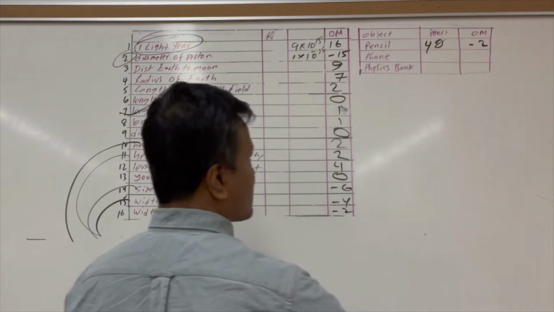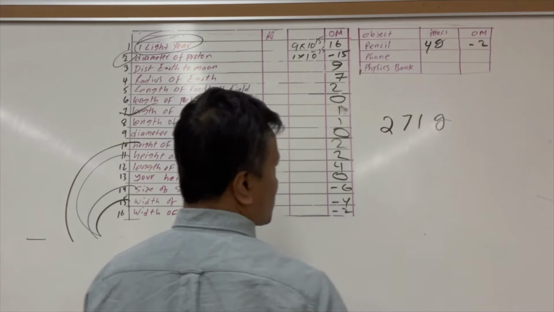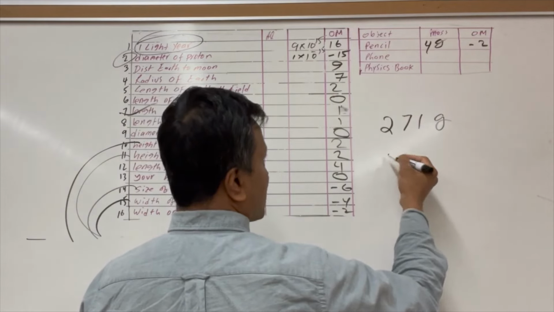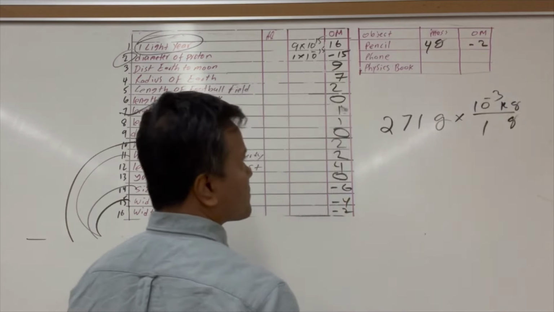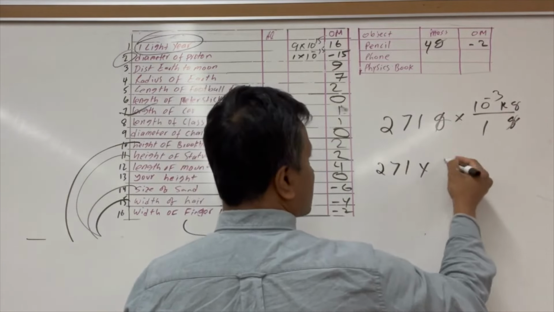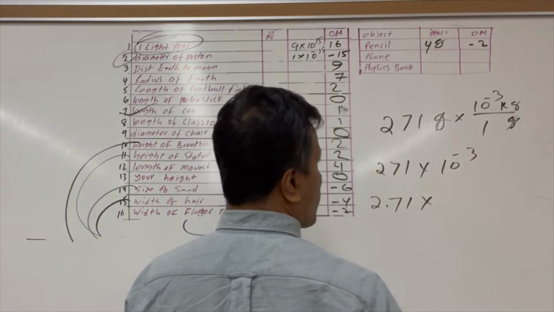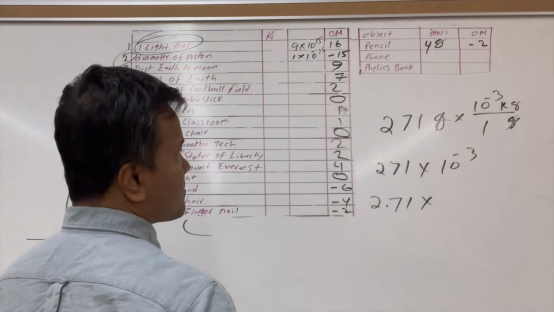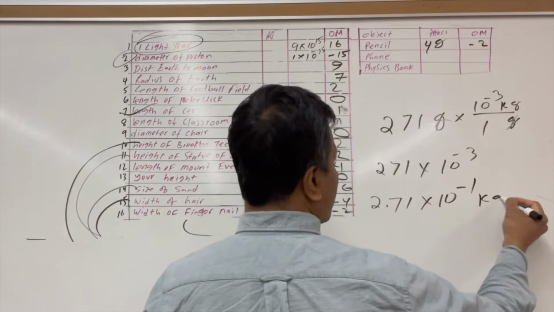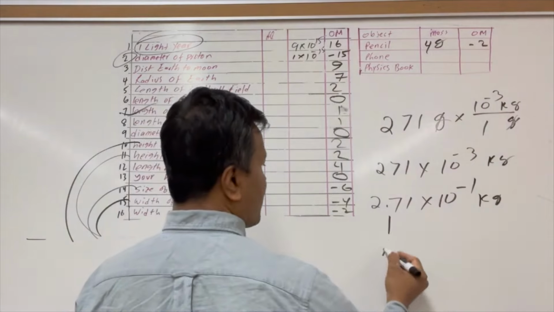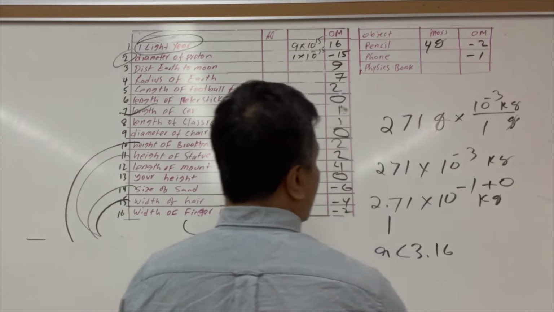All right, so the phone is about 271 grams. So we convert grams to kilograms. 1 gram is 10 raised to negative 3 kilograms, so 271 grams cancel times 10 raised to negative 3. Converting to scientific notation, 2.71 times 10 raised to negative 1 kilograms. Now A is less than 3.16, so you don't add anything. So negative 1.